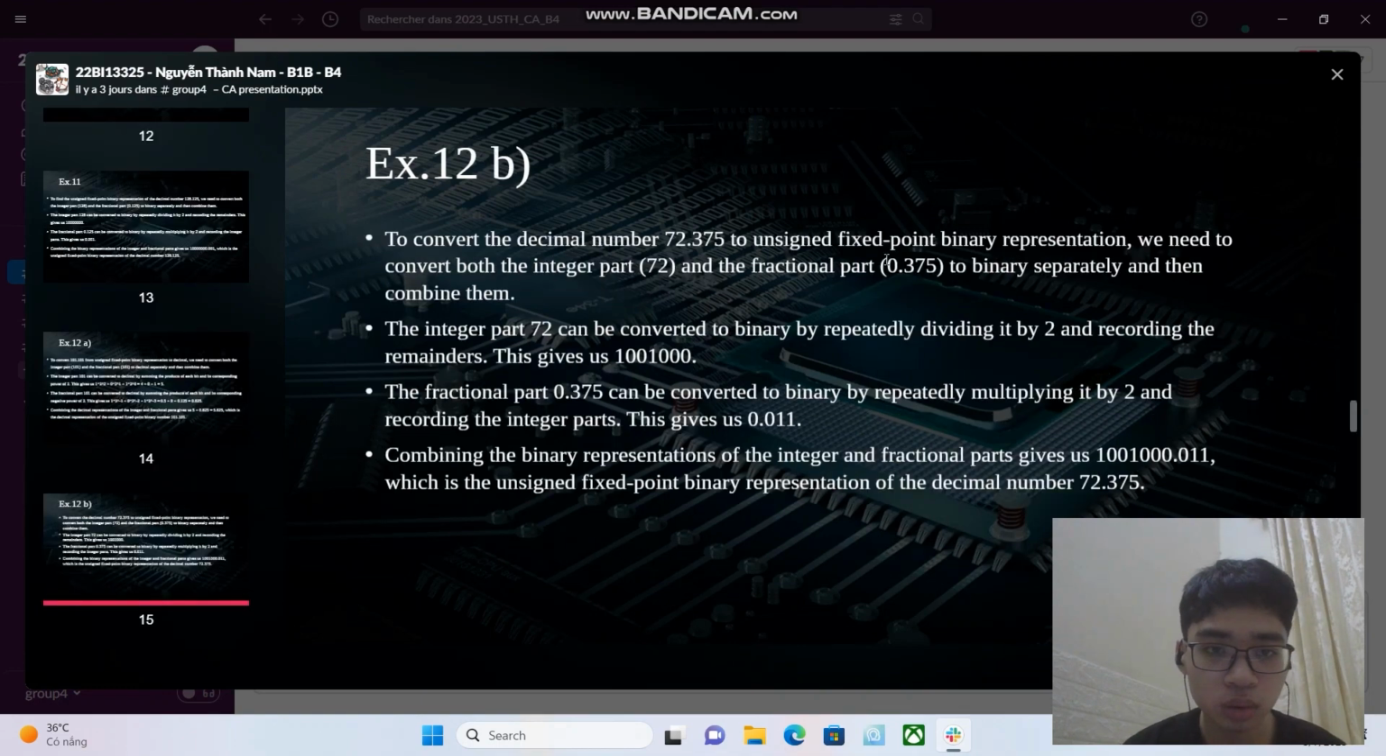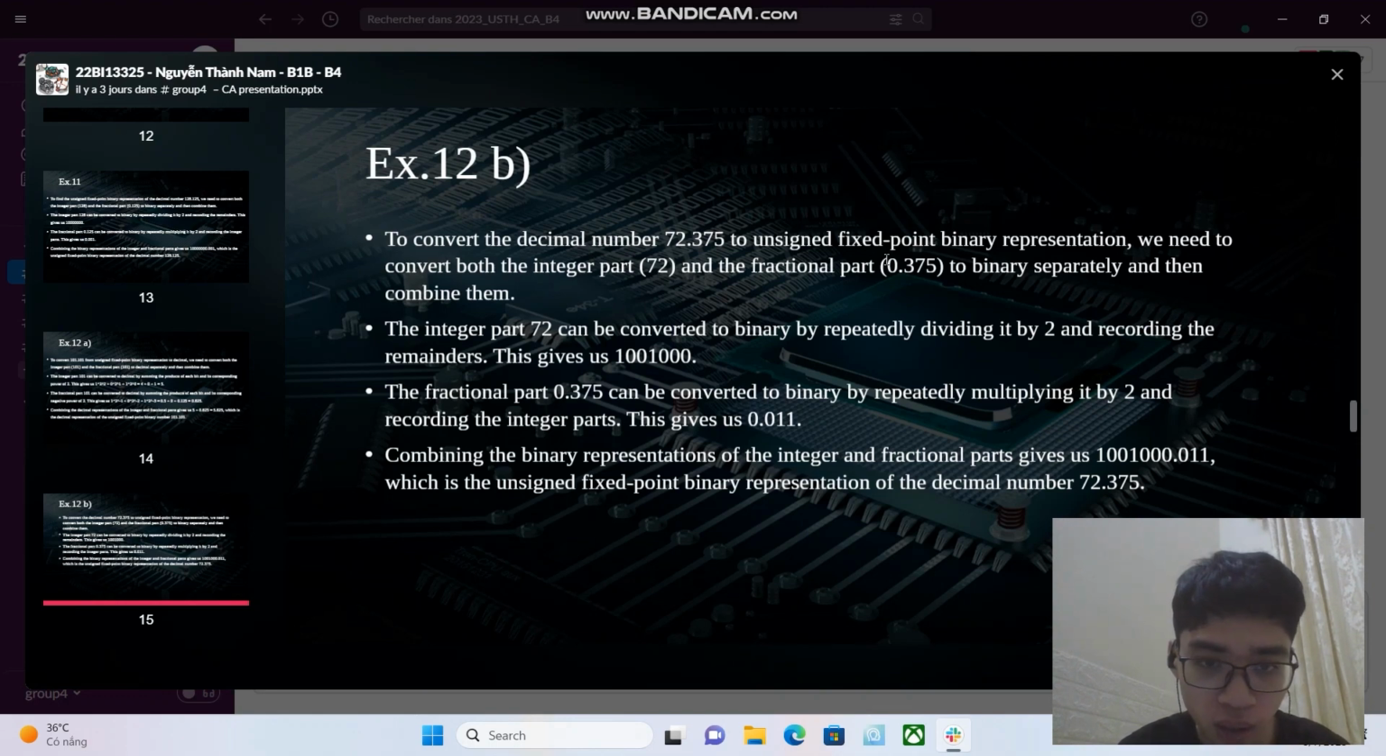Part B. To convert the decimal number 72.375 to unsigned fixed point binary representation, we need to convert both the integer part 72 and the fractional part 0.375 to binary separately and then combine them. The integer part 72 can be converted to binary by repeatedly dividing it by 2 and recording the remainder. This gives us 1, 0, 0, 1, 0, 0, 0.